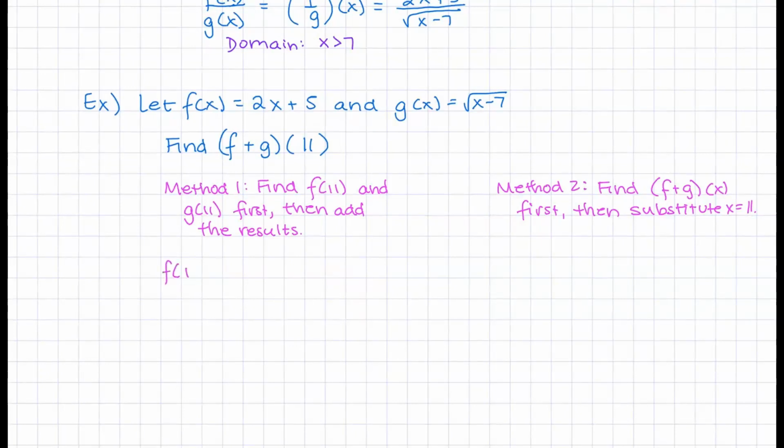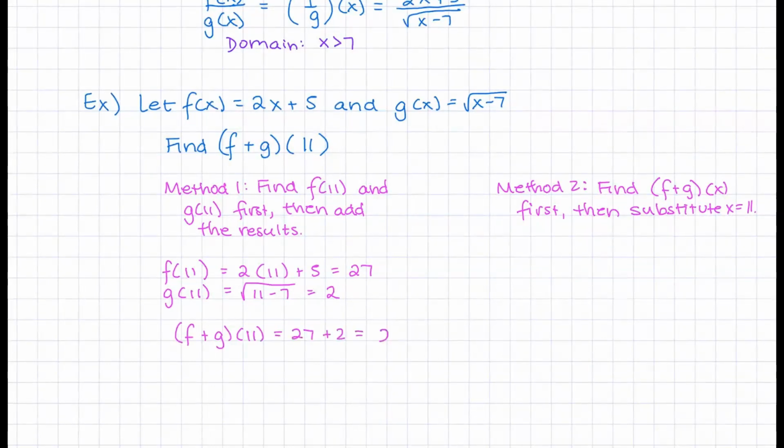So we find f of 11, which is 2 times 11 plus 5, which is 22 plus 5, so it's going to be 27. And then you find g of 11, which is the square root of 11 minus 7, which is the square root of 4, so that's 2. So then f plus g of 11 must be 27 plus 2, so it's 29. And there's our answer.